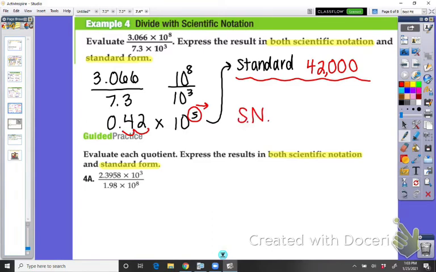Scientific notation needs the decimal to be right after the 4. So 4.2 times 10 to the, and if you swoop in from that, you need to go 1, 2, 3, 4 times. So it's 4.2 times 10 to the 4th.